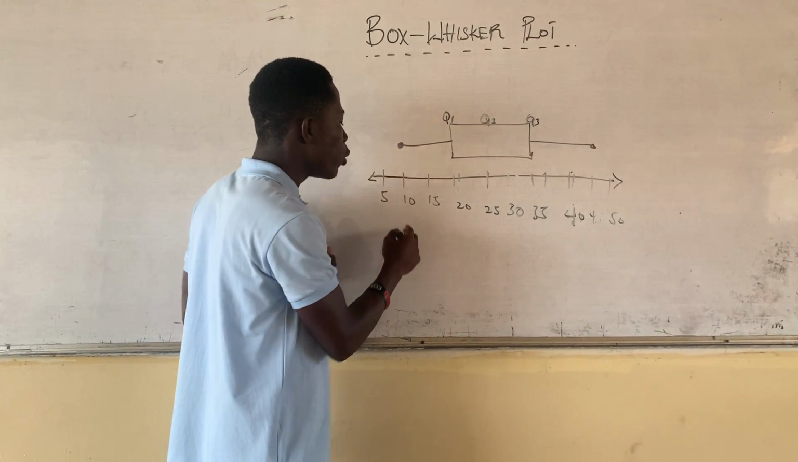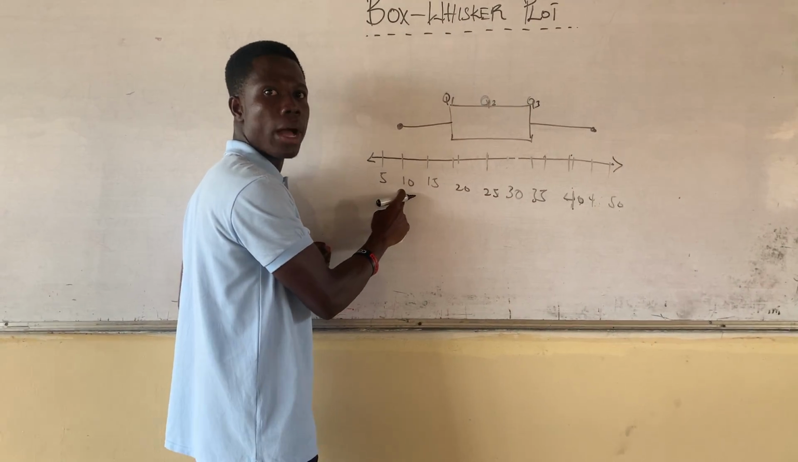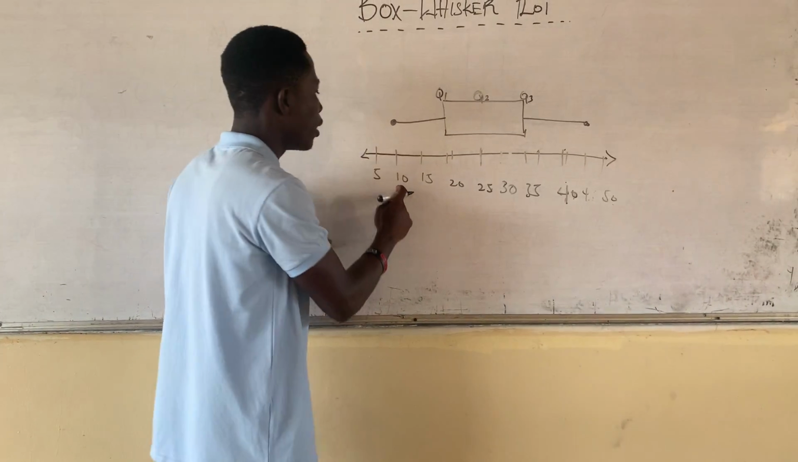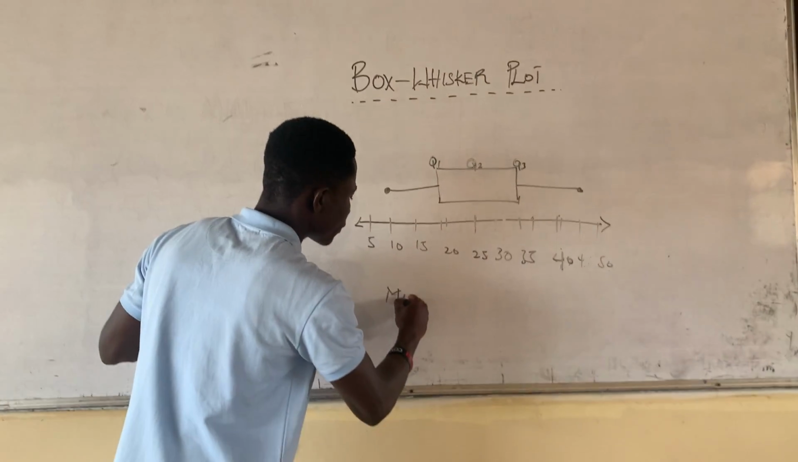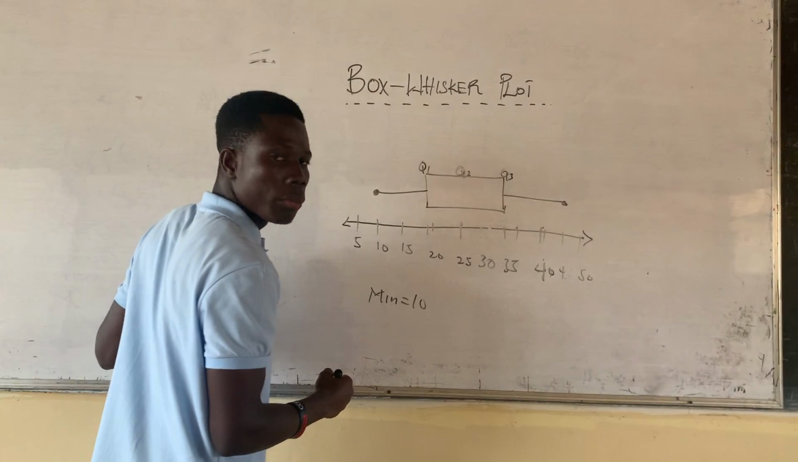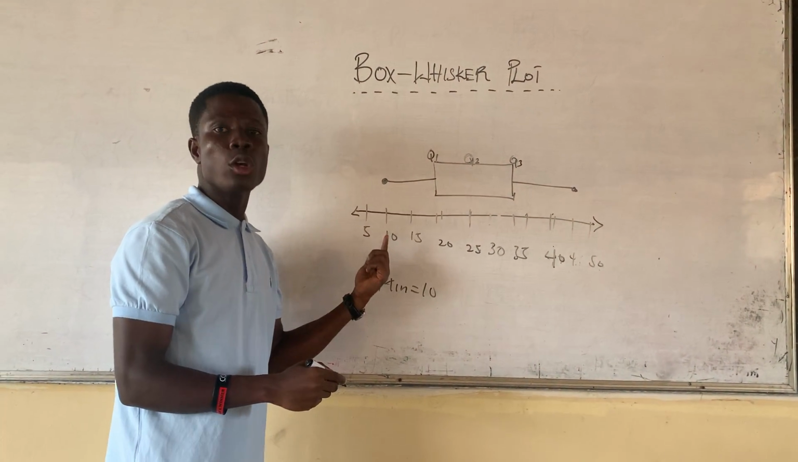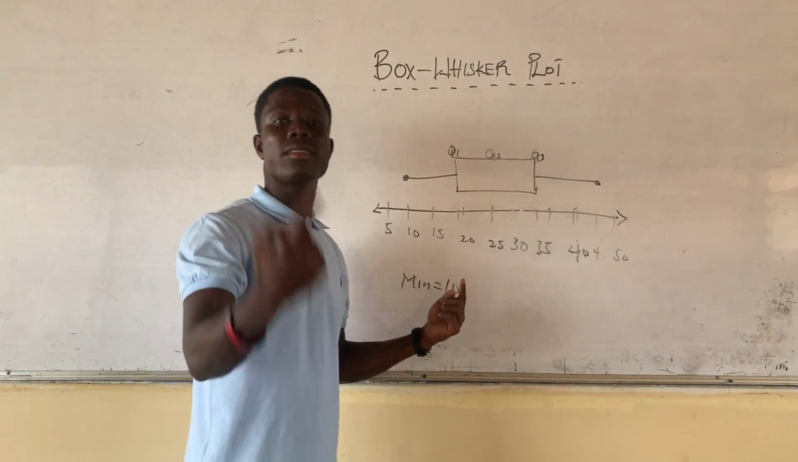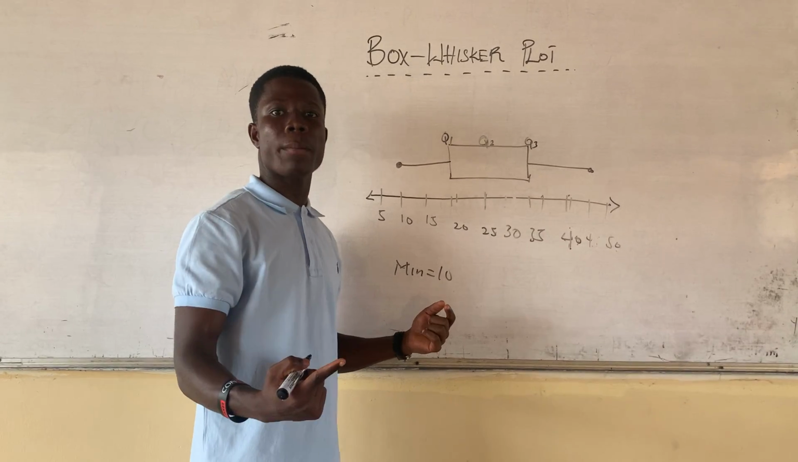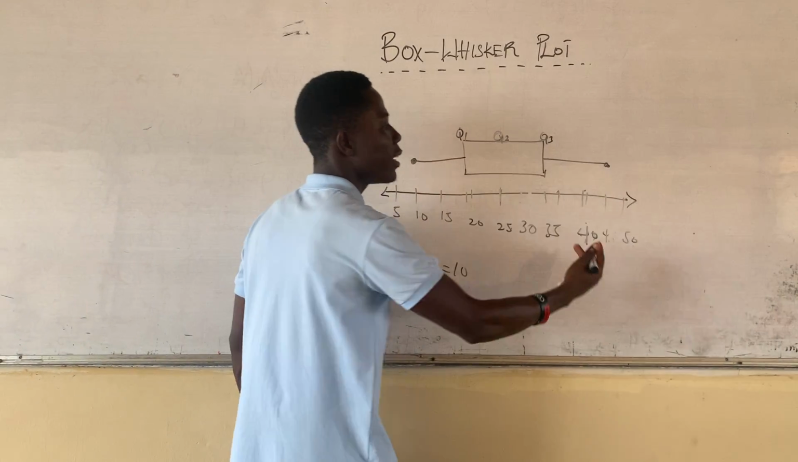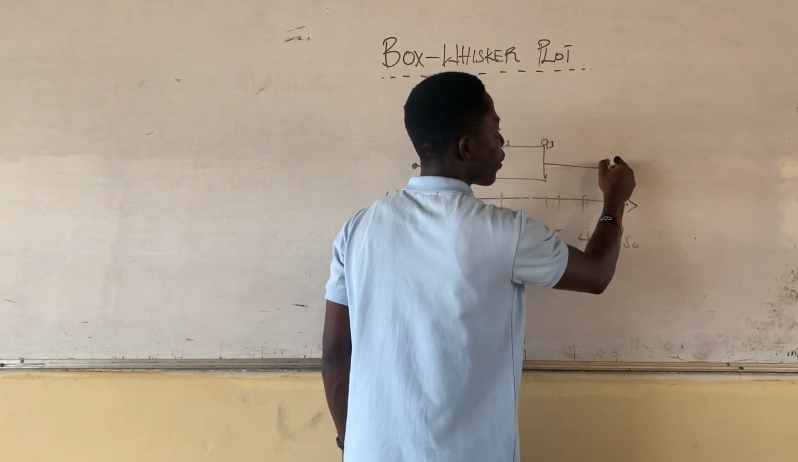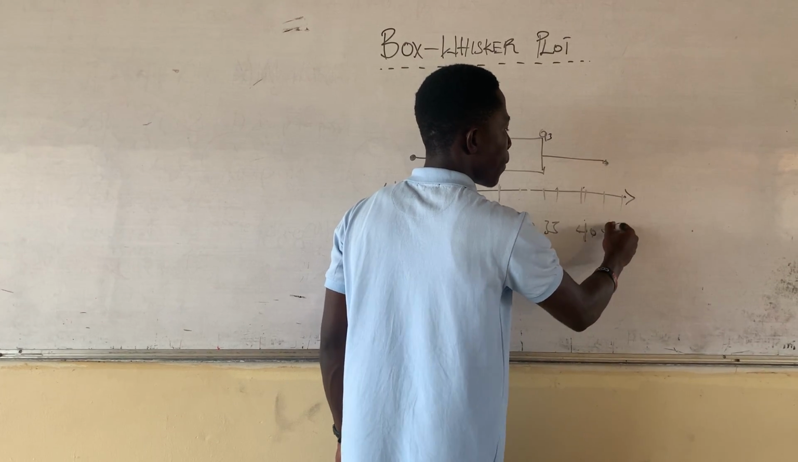So in this scenario, 10 is my minimum number, because it is beneath the whisker. So we use the whiskers to identify the minimum and maximum number. On my right side, the number beneath the whisker is my maximum number.